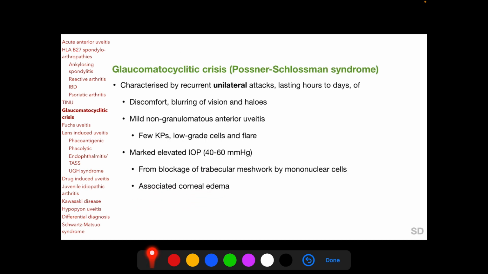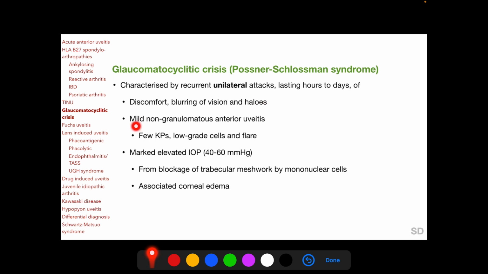In glaucomatocyclitic crisis or Posner-Schlossman syndrome, there are recurrent unilateral attacks lasting hours to days. Unlike the typical acute anterior non-granulomatous uveitis, these recurrent unilateral attacks involve the same eye, and during these attacks, the patient complains of discomfort, blurring of vision and halos.